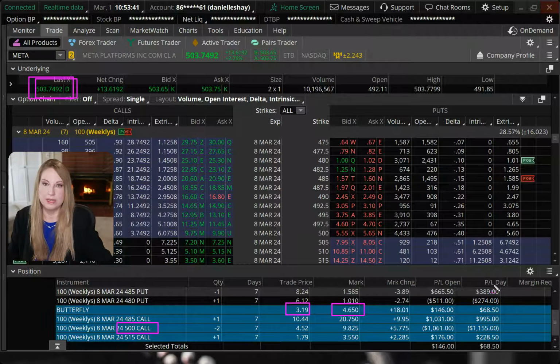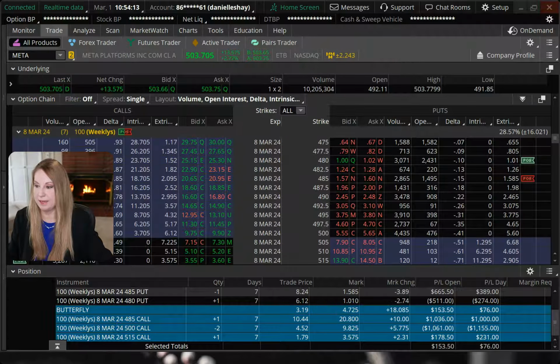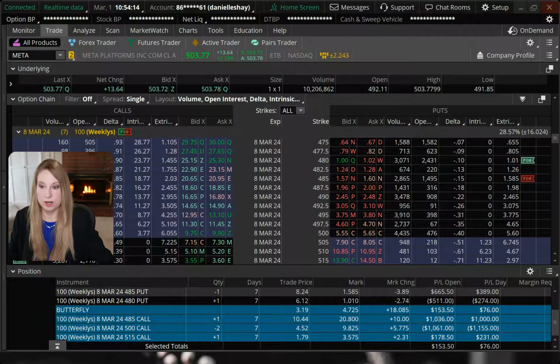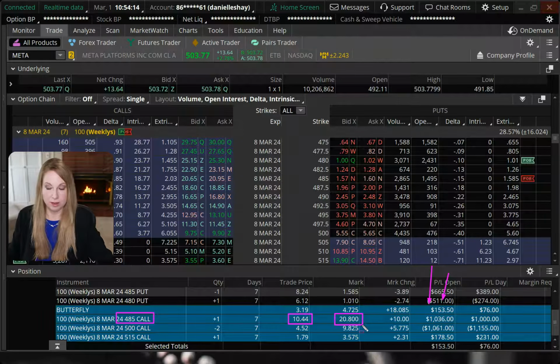So it's not one of these emergencies where it goes through the center strike and you immediately have to close it, but you do want to close it, because what will happen is you will start losing the profits that you have. So you can see right here, you have a 485 call. This 485 call was originally worth $10.44. Well, now it's worth $20.80. Okay. So that's gone up a lot in value.